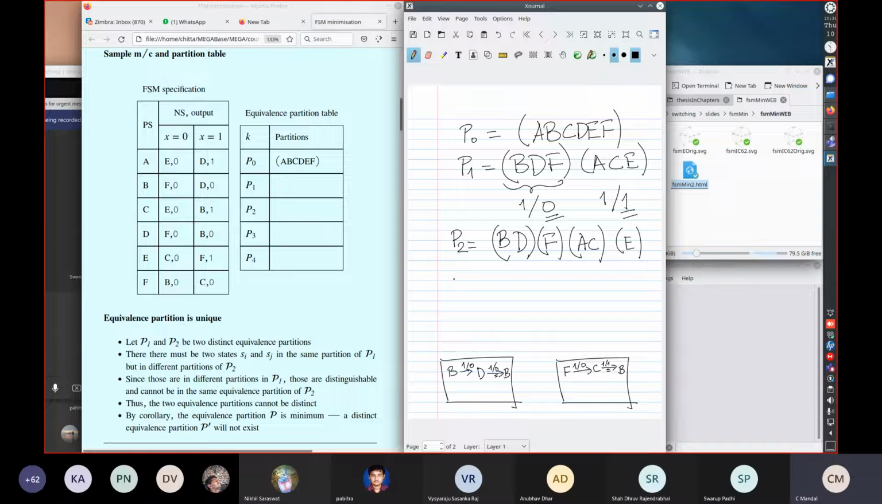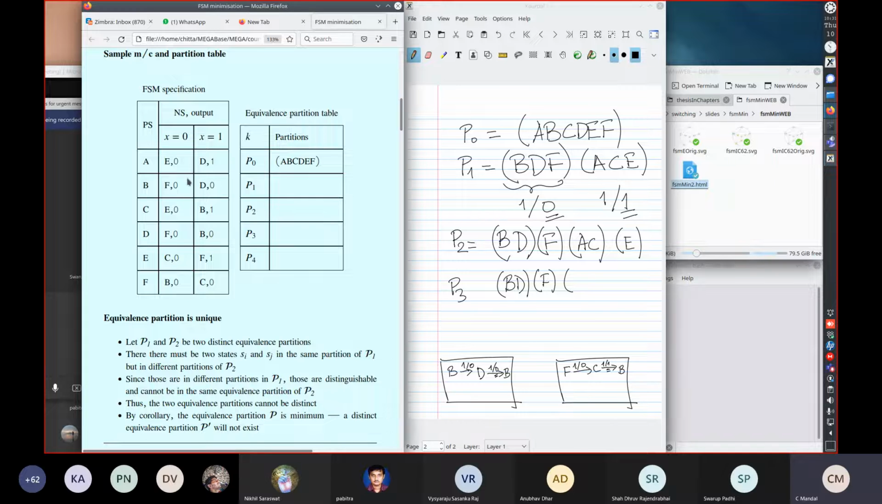So let us check further if we can. So what about B and D? B goes to F, D goes to F, and so you can't distinguish between B and D as yet. So BD so far remains the same. F, of course, it is singleton. Let us see whether anything happens.